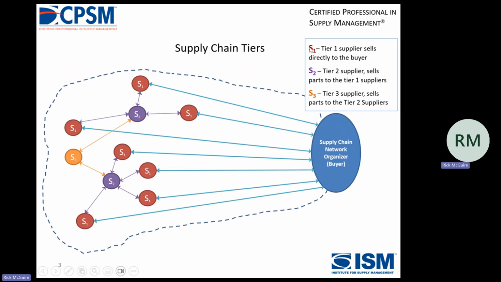So here, the red ones, the S1, that's the tier 1 suppliers. They sell directly to the buyer, which is the blue blob here. Tier 2 are the purple guys, the S2. There's 2 of them. They sell their parts to the tier 1s. There's 2 tier 1 networks here. And then tier 3, they sell their parts to the tier 2s.